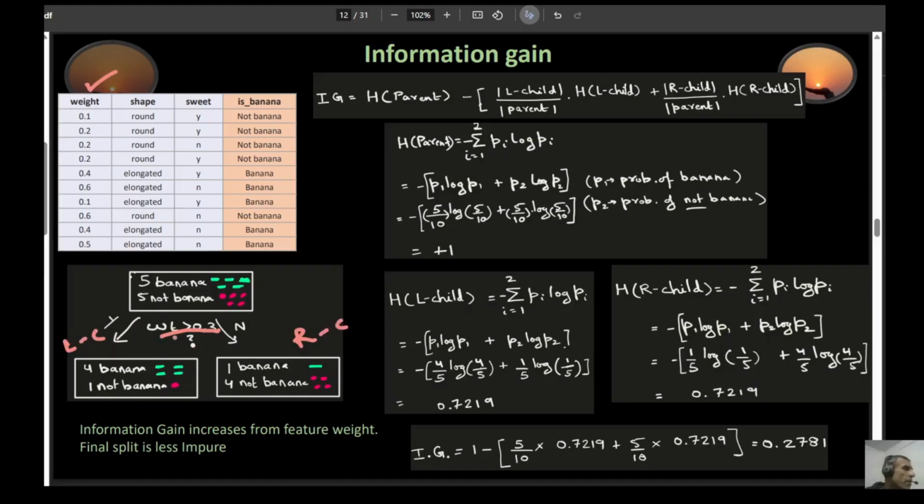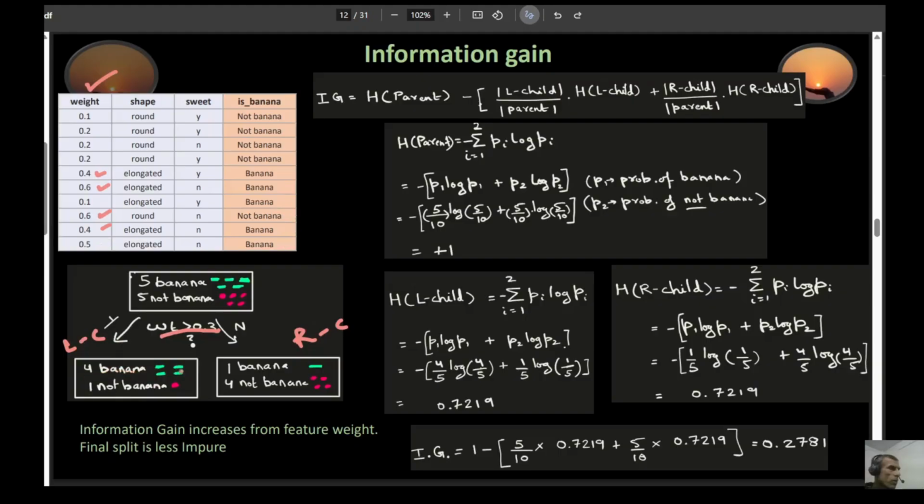So let's see how many of them have weight greater than 0.3. Well, I have this one, this one, this one, this one, this one. Now, among these 5, how many are bananas? Well, let's see. You have 1, 2, 3, 4. 4 bananas. And this is how I get 4 bananas over here. How many of them are not bananas? There's only one. This one right here. And this is how I get 1 not banana.